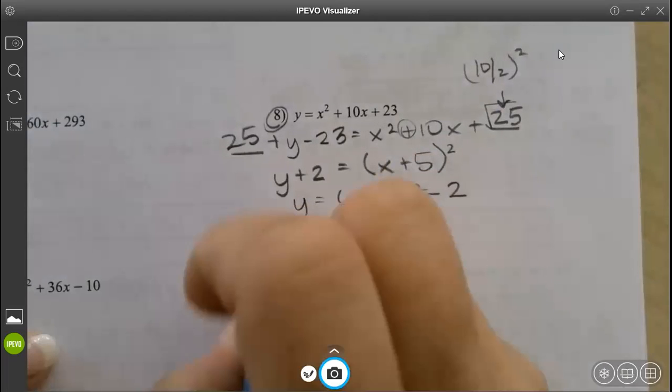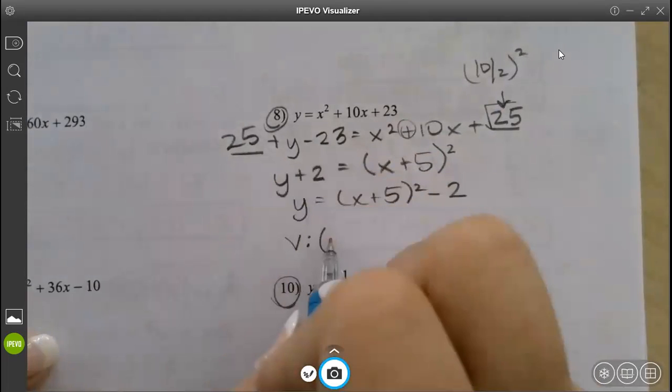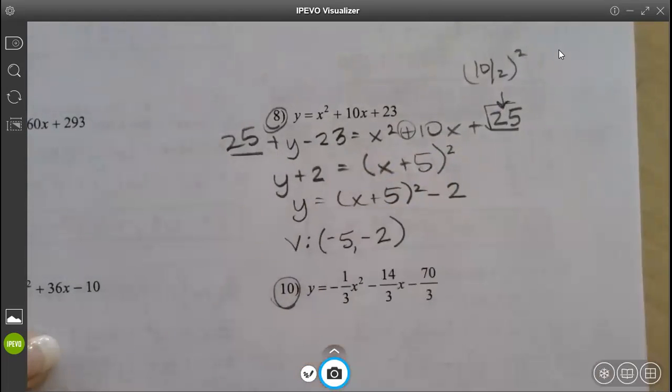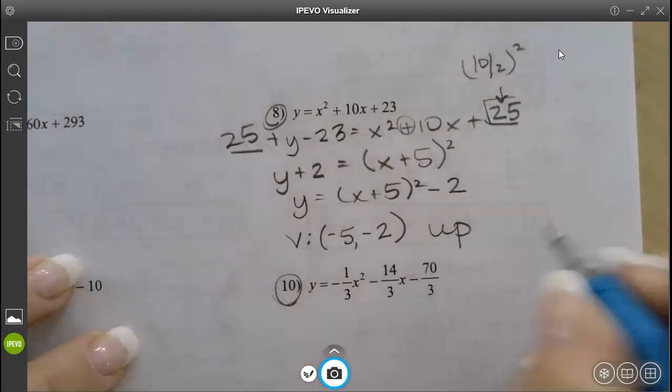What is your vertex? -5. Keep the last one, -2. Which way does this one open? It's a positive. There's nothing in front of the parentheses, so that's a positive. If there was a negative, we would change it. But this one is actually up.